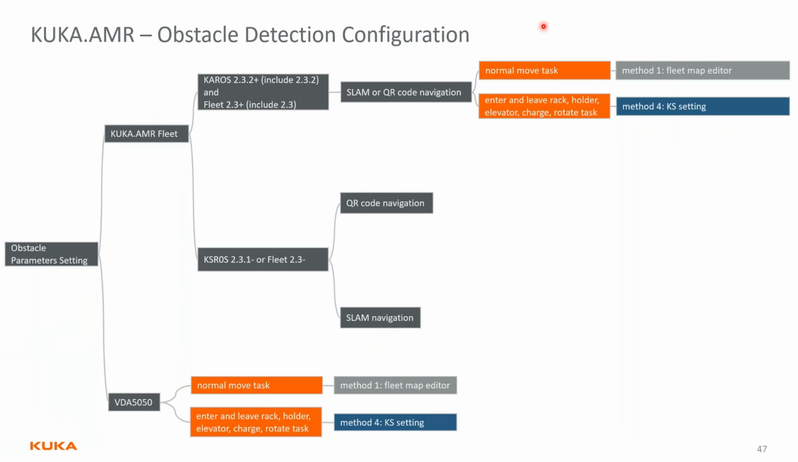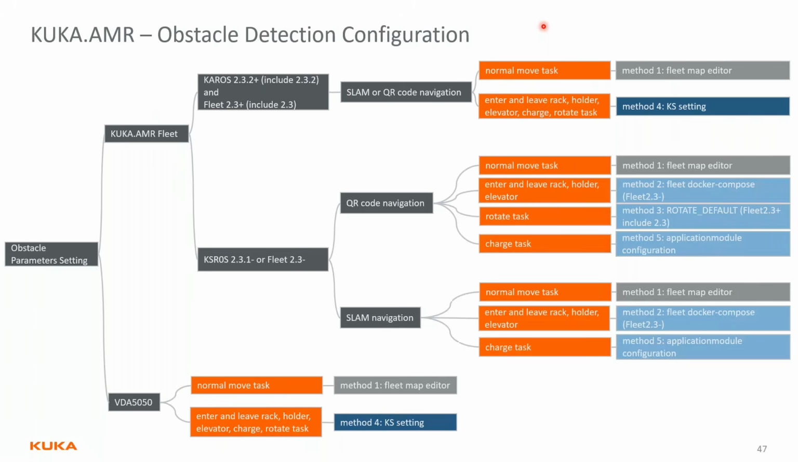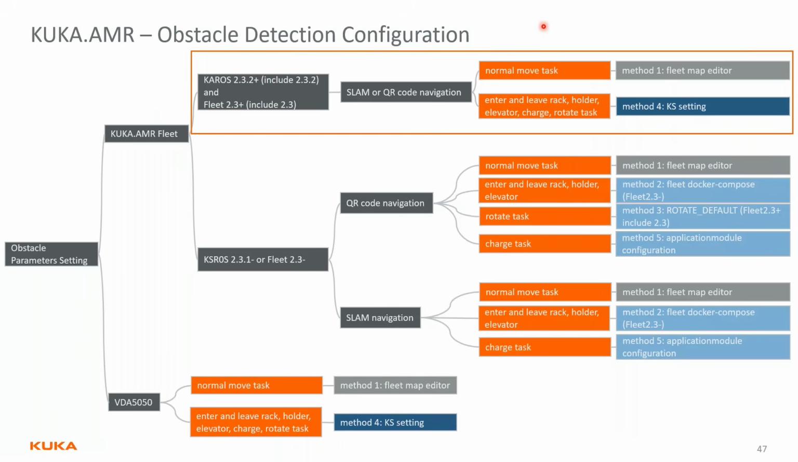This is where the confusion comes from for people who've used the AMRs in the past. We've had it separated into different branches, QR code versus SLAM, normal tasks, and then also you have branches for holder and rotating tasks, and charging tasks. We're not going to focus on these because most people are on the upgraded branch now. If you still need help with these, please reach out to us and we'll make sure to help you with this. But this is what I'm going to show: the Fleet Manager and the KUKA AMR settings.